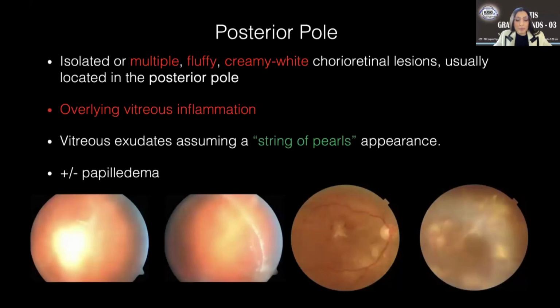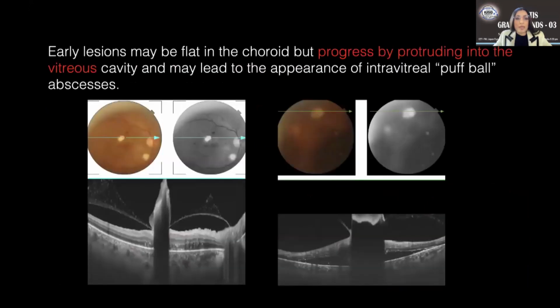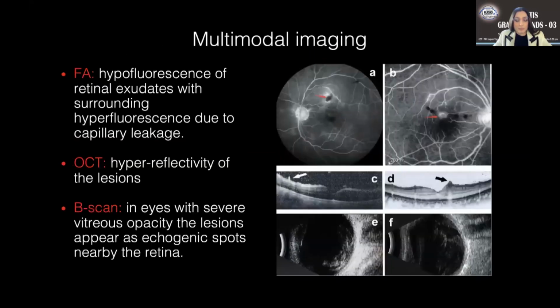The ophthalmoscopic appearance of endogenous Candida endophthalmitis is characterized by one or more white lesions located mainly in the posterior pole with an overlying vitreous inflammation and vitreous exudates in the form of string of pearls. Early lesions may be flat in the choroid but progress by protruding into the vitreous cavity and may lead to the appearance of intravitreal puffball abscesses.